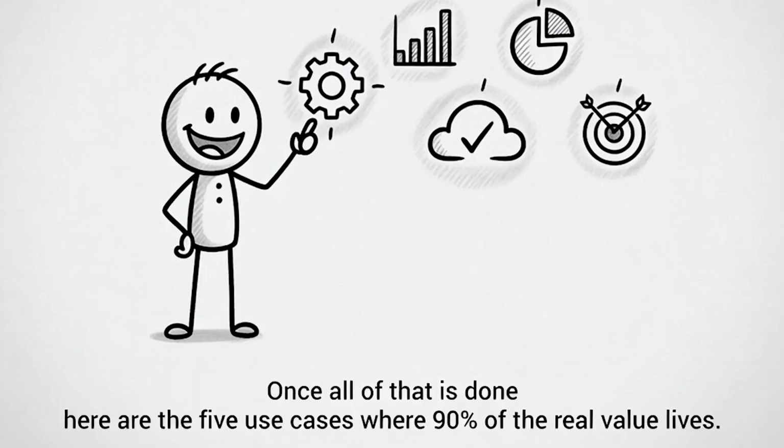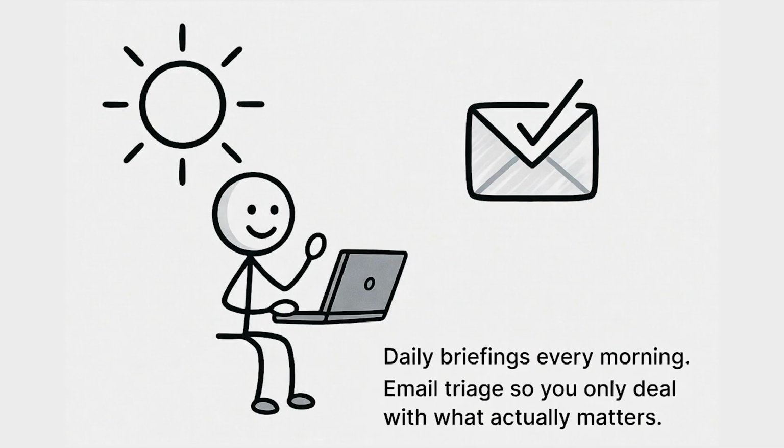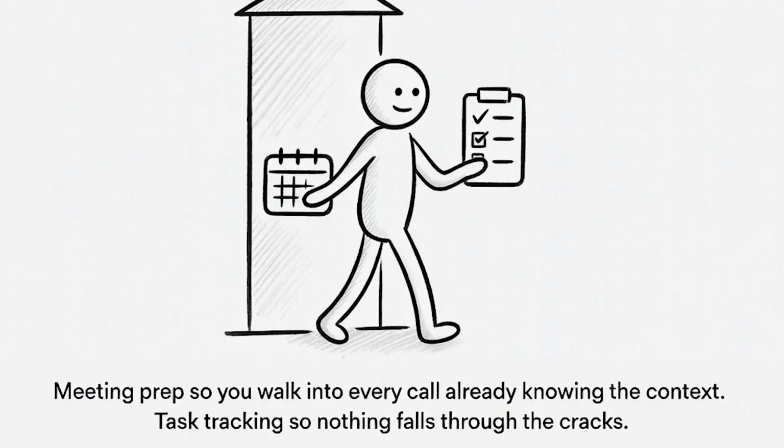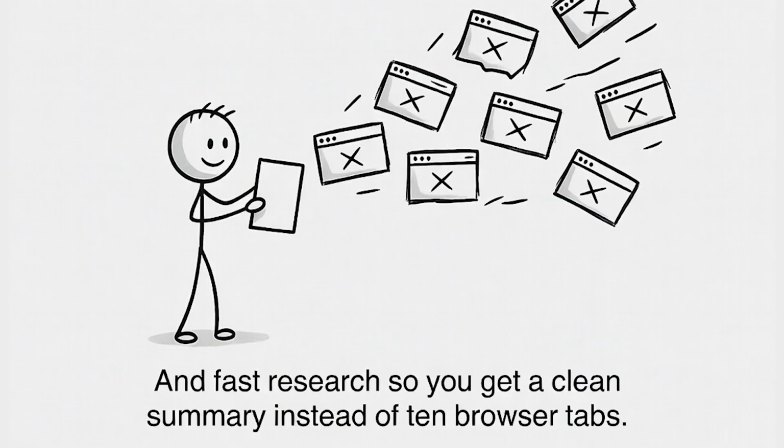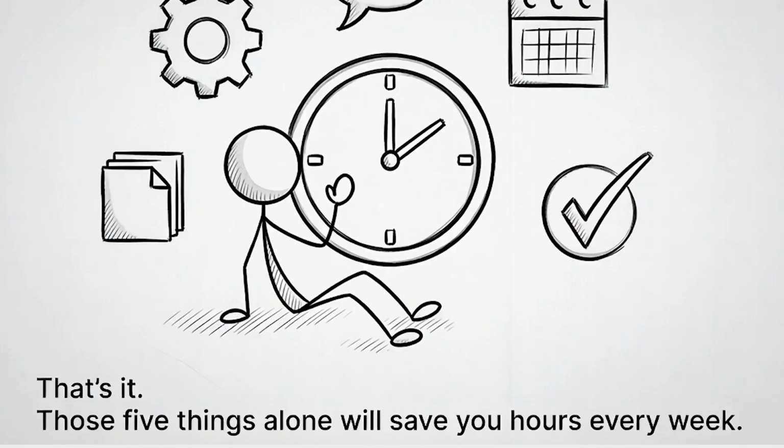Once all of that is done, here are the 5 use cases where 90% of the real value lives. Daily briefings every morning. Email triage, so you only deal with what actually matters. Meeting prep, so you walk into every call already knowing the context. Task tracking, so nothing falls through the cracks. And fast research, so you get a clean summary instead of 10 browser tabs. That's it. Those 5 things alone will save you hours every week.